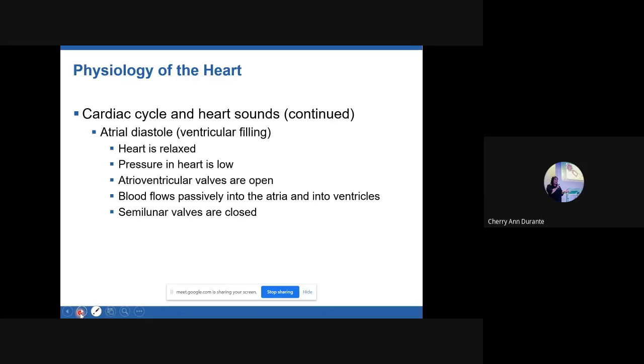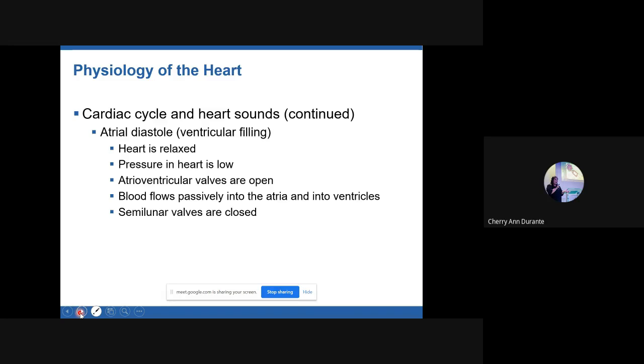So the atrial diastole or ventricular filling. So the heart becomes relaxed, okay? Kasi getting ready for the pumping again. The pressure in the heart is low during this time because this is your diastole. Atrioventricular valves are open kasi nagpupull ang blood doon sa ventricles, while the semilunar valves are closed para hindi lumabas ang blood. Dapat magpull lang siya sa ventricles.